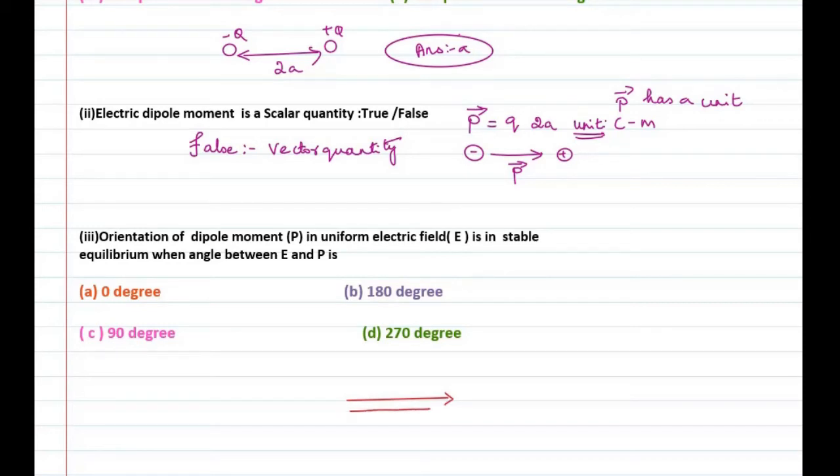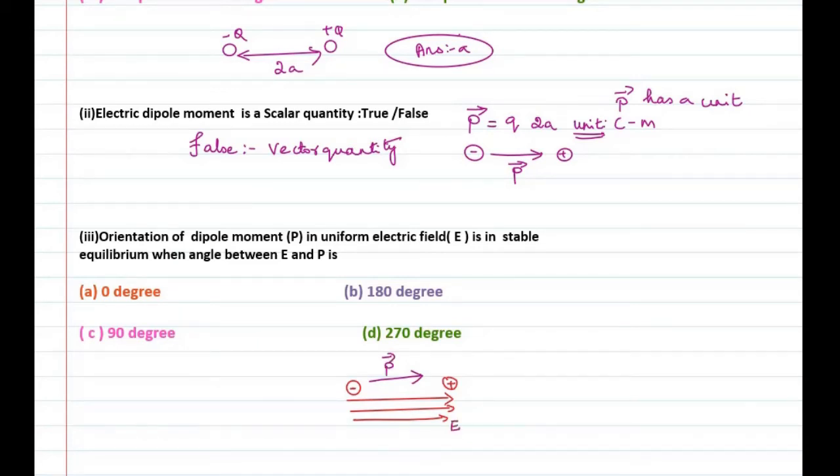So fields are uniform. So electric field lines will be equally spaced. Now they are asking whether dipole moment P and uniform electric field E are in stable equilibrium. When will they be in stable equilibrium? Let the charge be negative here and positive here. The dipole moment direction will be in this direction, and the electric field direction is here.